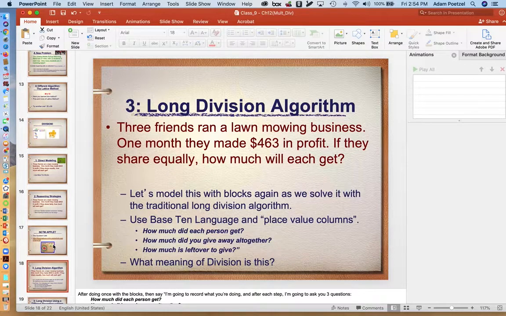So let's use a context again. Same thing, $463 split equally among 3 friends. What we're going to do is use base 10 language and use the same 3 questions again and again that you can hear me use to think about this. So I'm going to pull this back up and let's take a look at this.